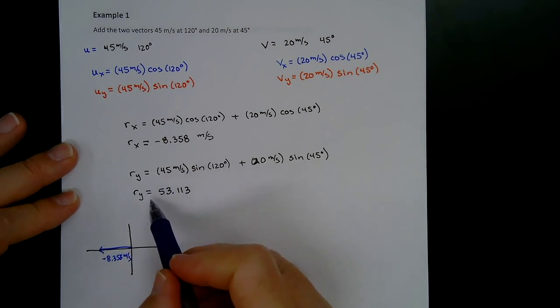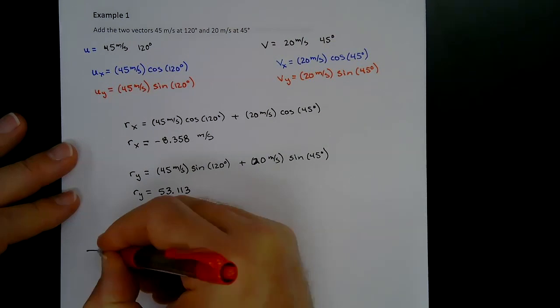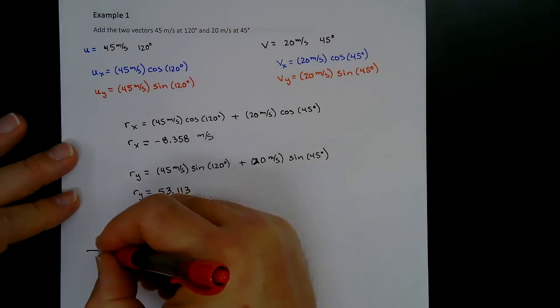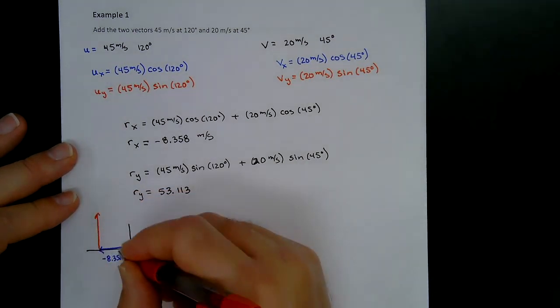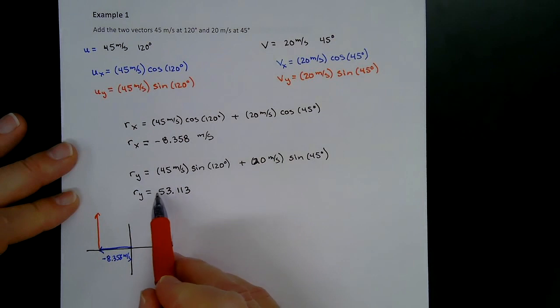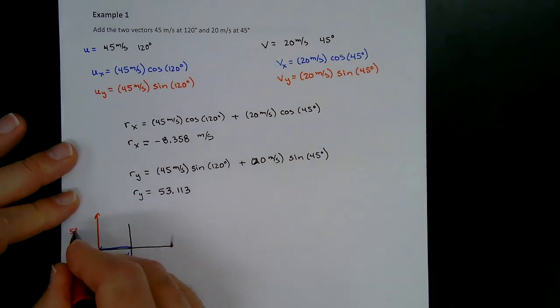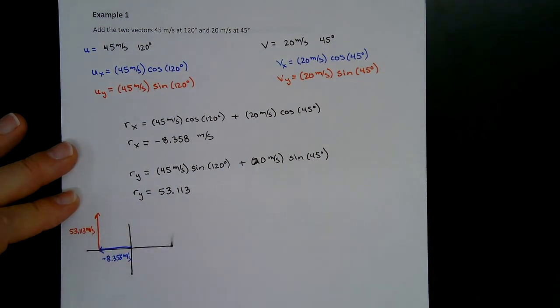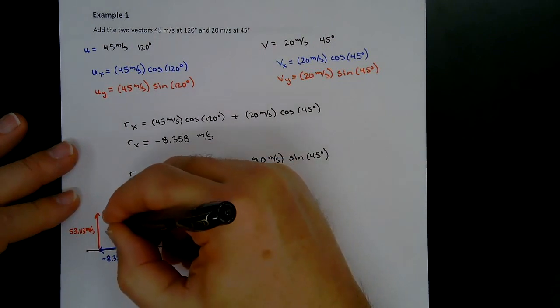And then we're going to go up this 53.113. And again, it's just a drawing to orient us. The important thing is we're going left and up, not how long this is, because this is definitely longer than this one, since it's a bigger value, 53.113. So this right here is going to be my resultant vector R.